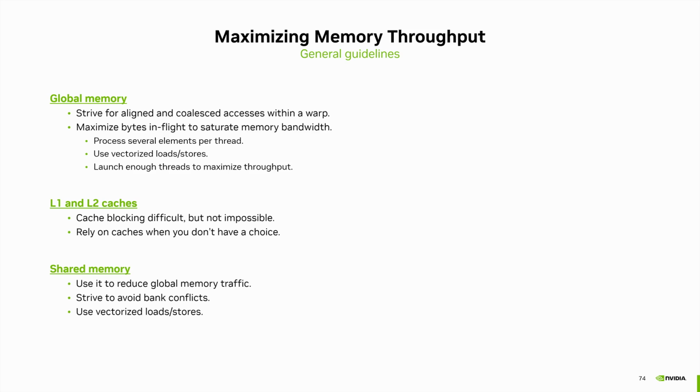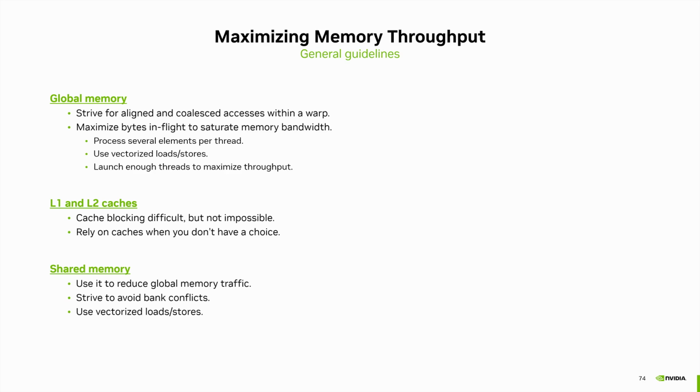So overall, in terms of global memory, you need to always remember that ideally you need to have aligned and coalesced accesses within a warp always, okay? And the other thing is to always try to maximize the number of bytes in flight, because that will allow you to saturate memory bandwidth. And you can do this either by processing multiple elements per thread, or using vectorized load stores, or increasing thread level parallelism, basically.